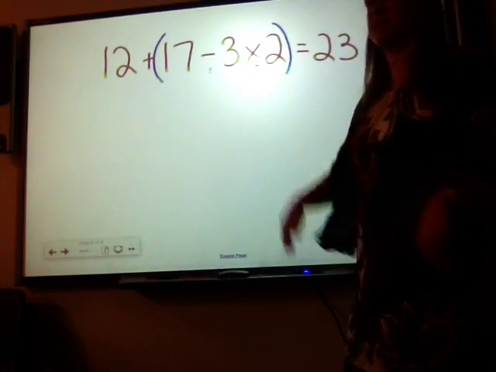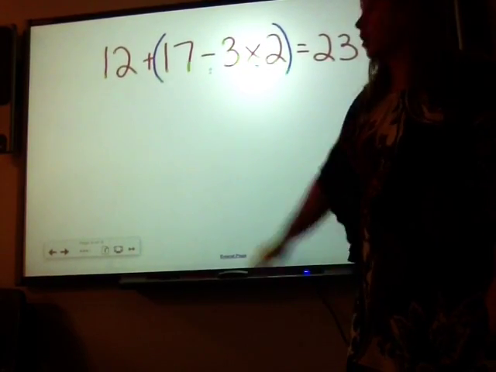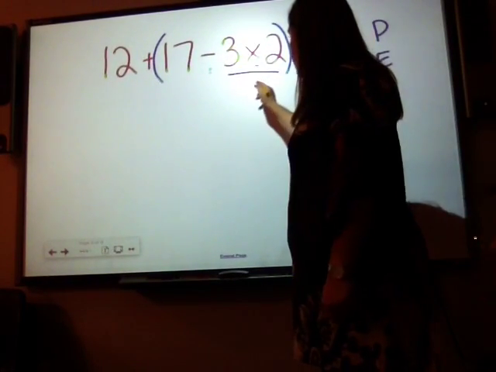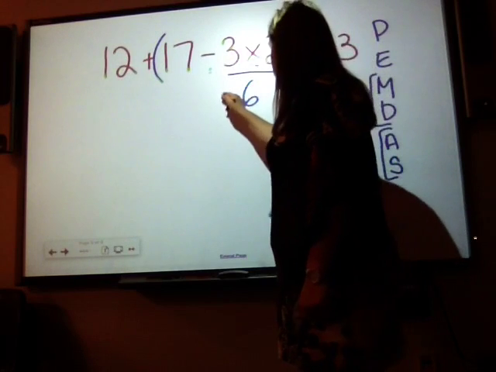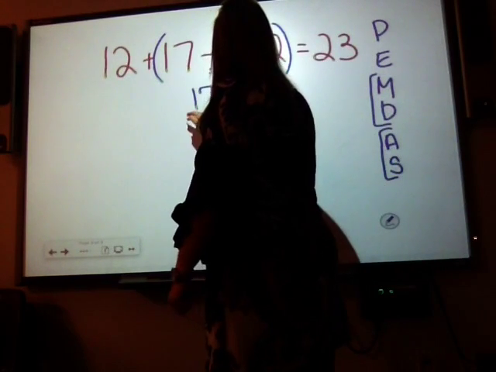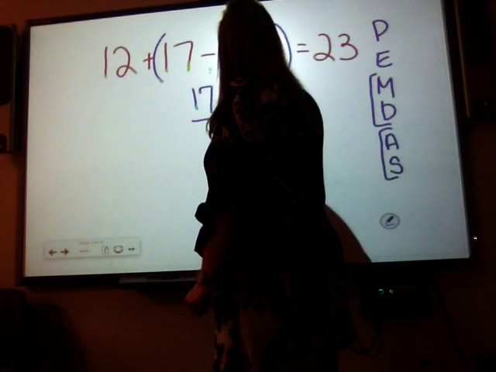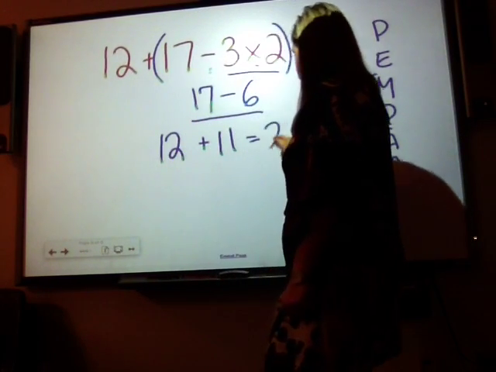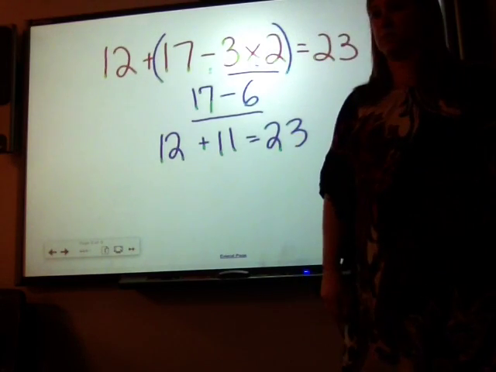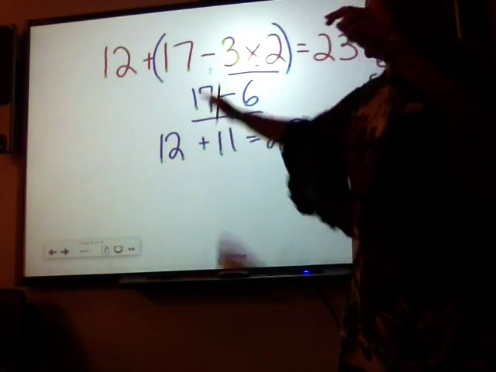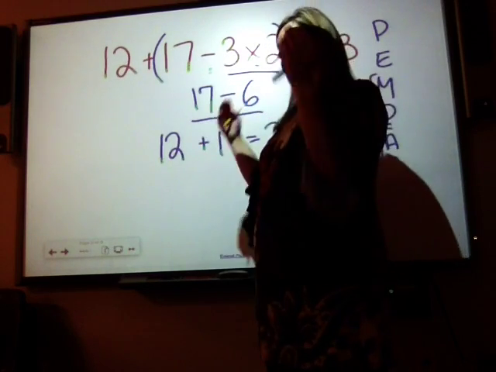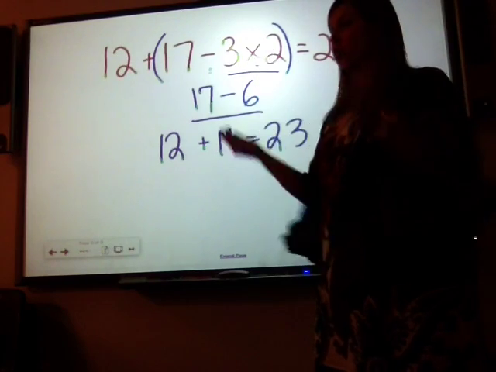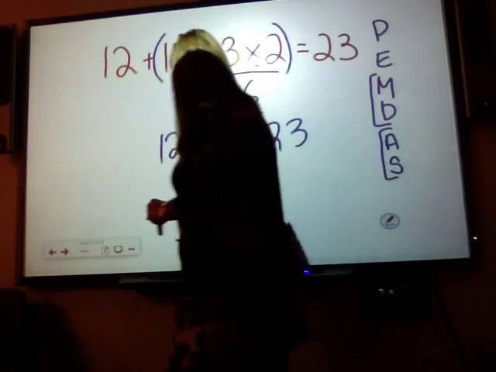The rule is what comes next? Multiplication or subtraction? Multiplication. So 3 times 2 is 6. Bringing this down, 17 minus 6 is 11. Bringing this down, 23. So you can have 2 operations. You can have 3 operations for that matter in a parentheses. It's all about how you group.